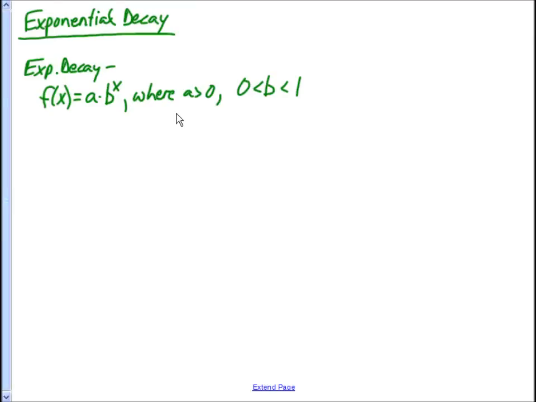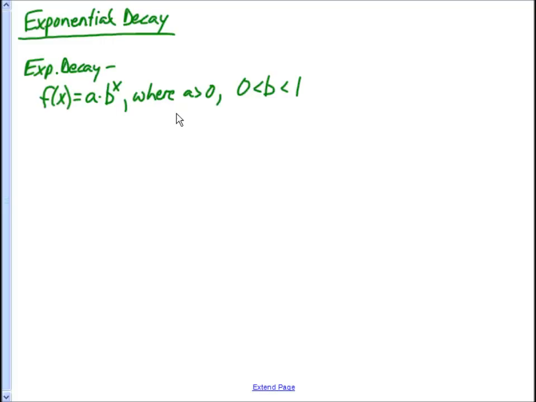We're going to take a look. Last time we took a look at exponential growth. Now we're going to take a look at exponential decay. We have the definition here: f of x equals a times b to the x. A has got to be positive, and b is any real number between 0 and 1.